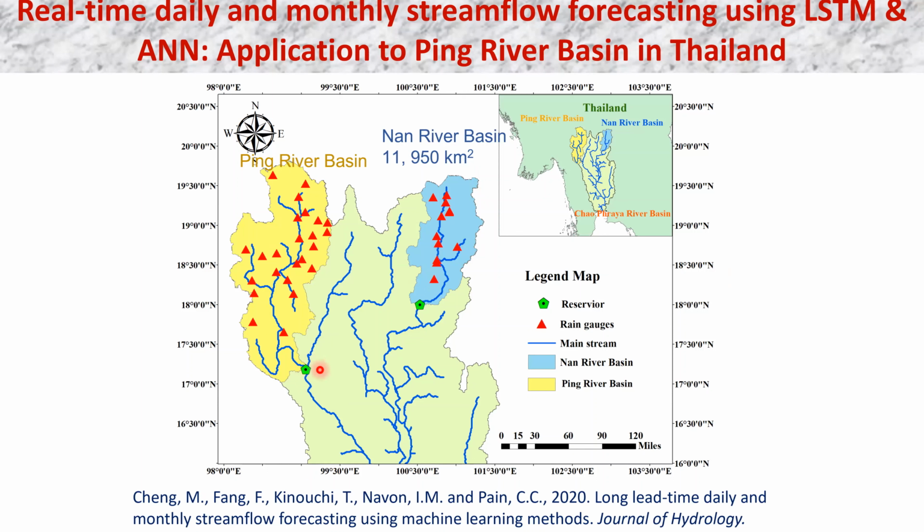We have the stream flow measurement at the green locations. And the red triangles represent the rain gauges, so from here we have rainfall measurements. What we want to train is, can we use this rainfall measurement as an input and the training output to predict the stream flow, for monthly and daily forecasting.